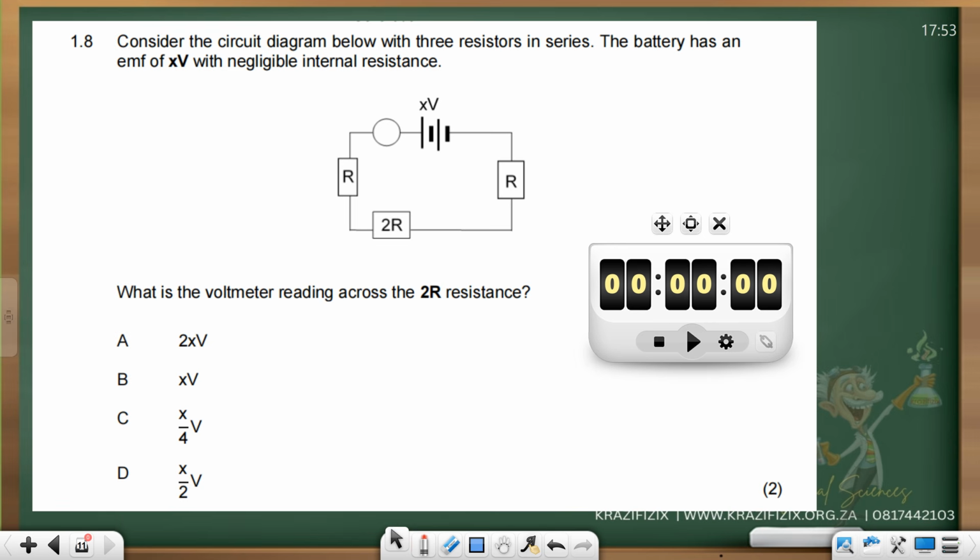Beautiful. Consider the circuit below. Three resistors in series. The battery has an EMF of XV. What is the voltmeter reading across the 2R? These things are connected in what? Series, right? What do we know? Current is the same. Voltage will split. So we are looking for V.